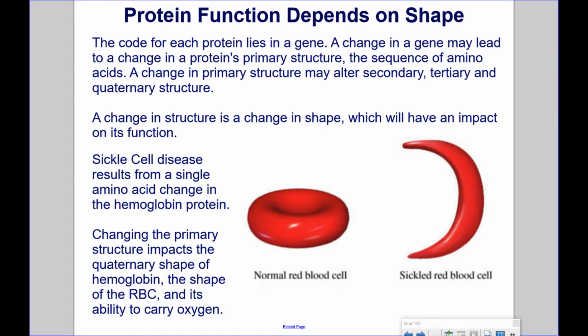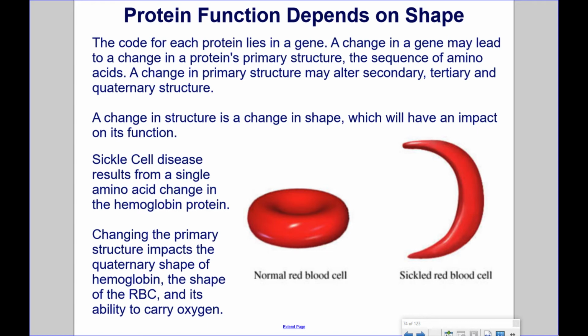The code for each protein lies in a gene. A change in a gene may lead to a change in a protein's primary sequence, the sequence of amino acids. A change in primary structure may alter secondary, tertiary, and quaternary structure. A change in structure is a change in shape, which will have an impact on its function.